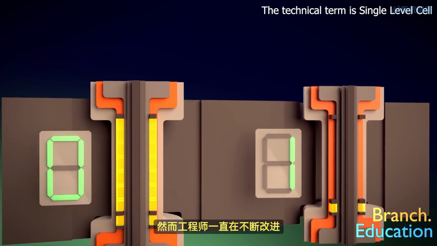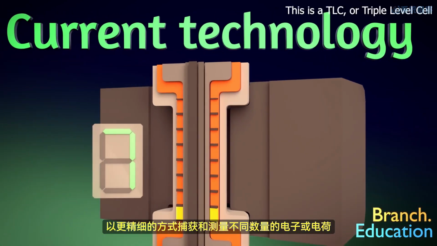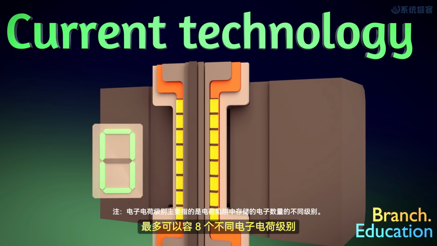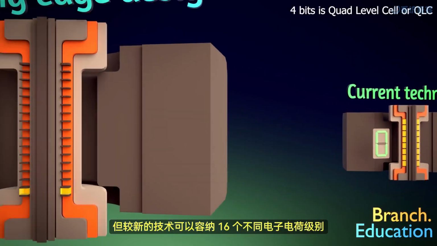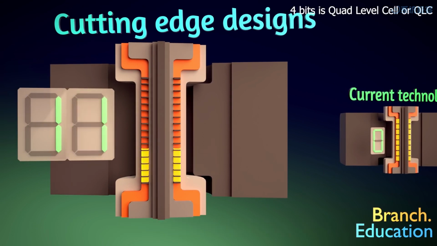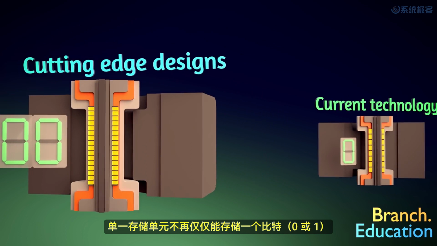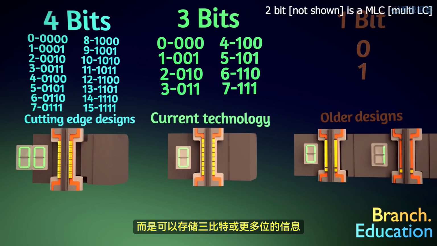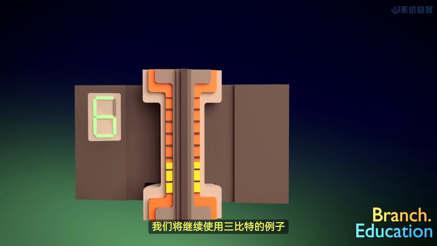However, engineers have been developing more finely tuned capabilities for trapping and measuring different amounts of electrons or charges onto the charge trap. Most memory cells in 2020 can hold 8 different levels, but newer technology can have 16 different levels of electrons. This means that a single cell, instead of holding only 1 bit as a lot of electrons or no electrons, can now hold 3 or more bits. For this example, we're going to stick with 3 bits.